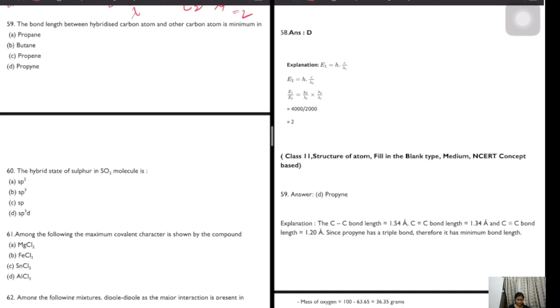Now the next question says the bond length between the hybridized carbon atom and the other carbon atom is minimum in. See, we have sp3, we have sp2, and we have sp. So the bond strength and the bond order would be this. So what will be the case in bond length? It will be the reverse. And what is asked is minimum bond length, which is of sp. We have to see which is an alkyne here. That is propyne. So it would be the correct answer.